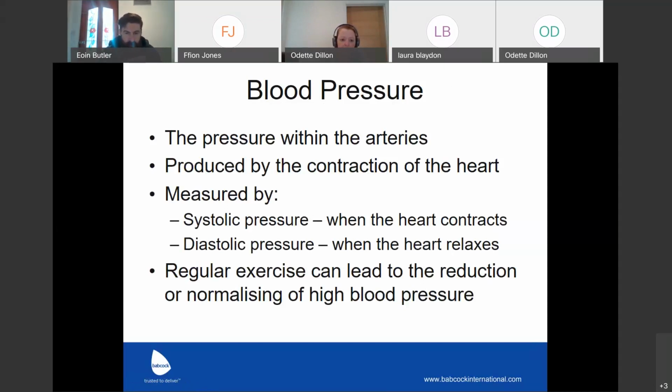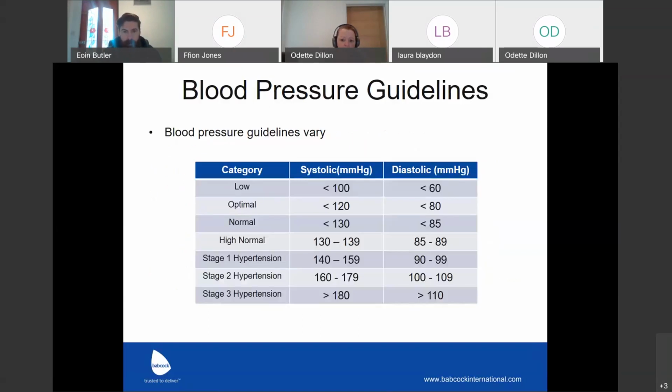So systolic pressure is the high number on the top. Diastolic pressure is the low number on the bottom, when the heart relaxes. Our blood pressure guidelines can vary, but we go by the following table. Low blood pressure is classed as anything under 100 over 60. So the systolic over the diastolic. Anything under 100 over 60 is classed as low blood pressure.